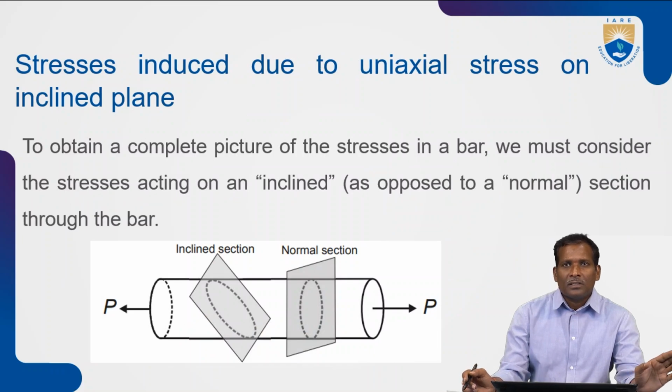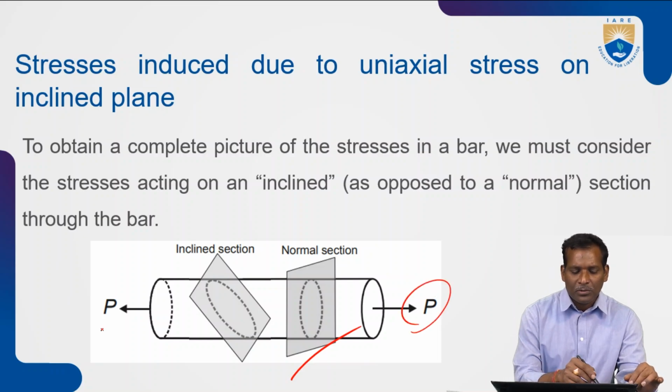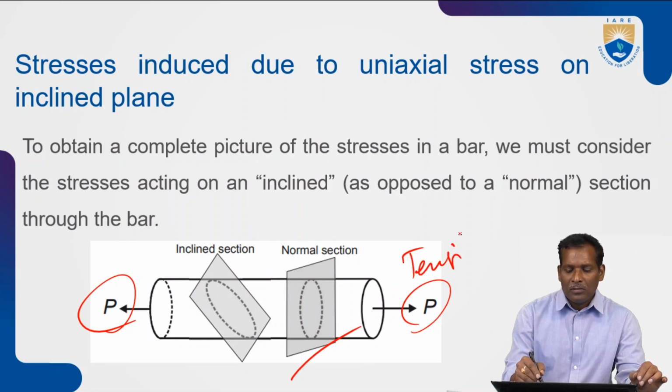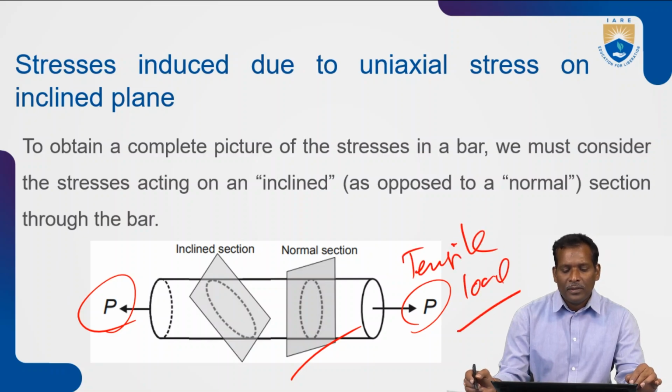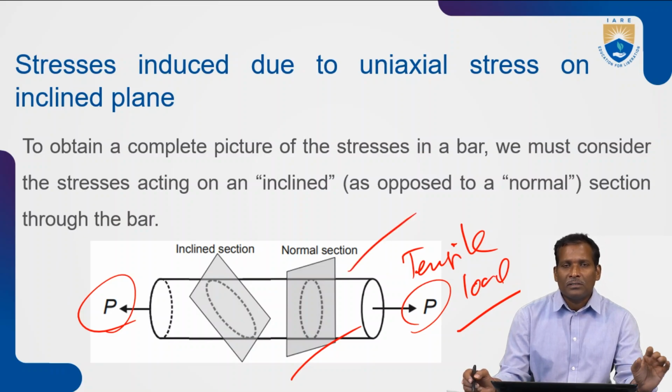Stresses induced due to uniaxial stress on an inclined plane. To obtain a complete picture of the stresses in a bar, we must consider the stresses acting on an inclined section as opposed to a normal section through the bar. In this diagram, the bar is subjected to tensile load. The load is tensile. So this is the normal section.